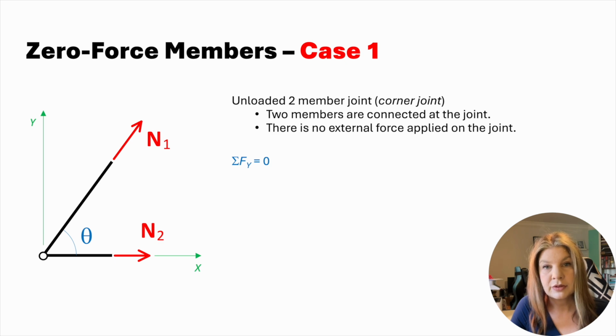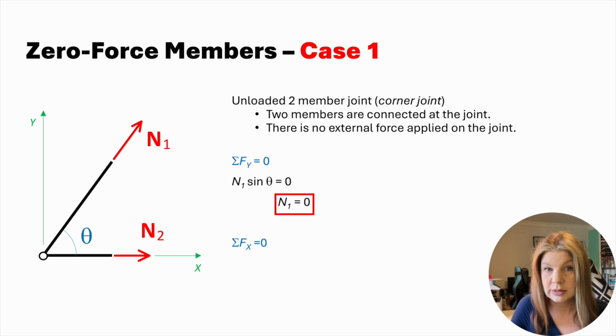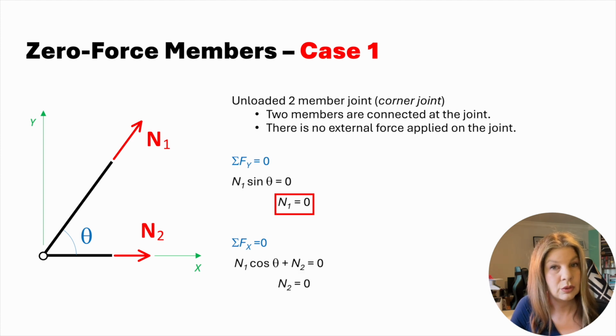If we look at the sum of forces in the y direction, we can see that there's a component of N1, so N1 sine theta, the angle, which has to equal 0, right? Because this joint has to be in equilibrium, as does every other joint in the truss. Now, this means that since the angle isn't 0, N1 has to equal 0. And if N1 equals 0, when we come to do the sum of forces in the x direction, we get a component of N1, which we know is 0, and we get N2. Because N1 is 0, that means that N2 is 0. So that is the first case, an unloaded joint with two members that are not collinear.